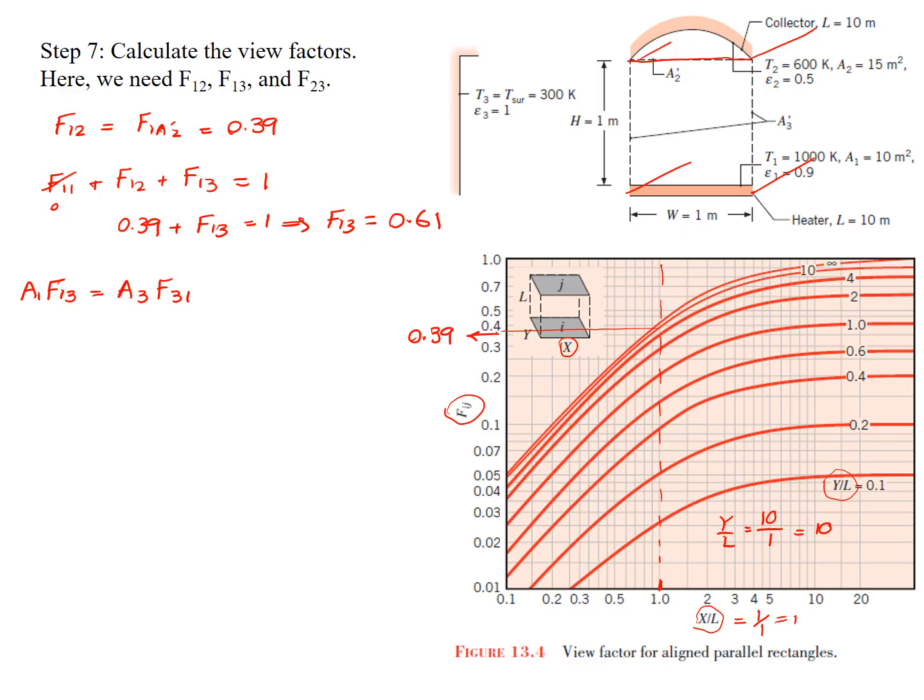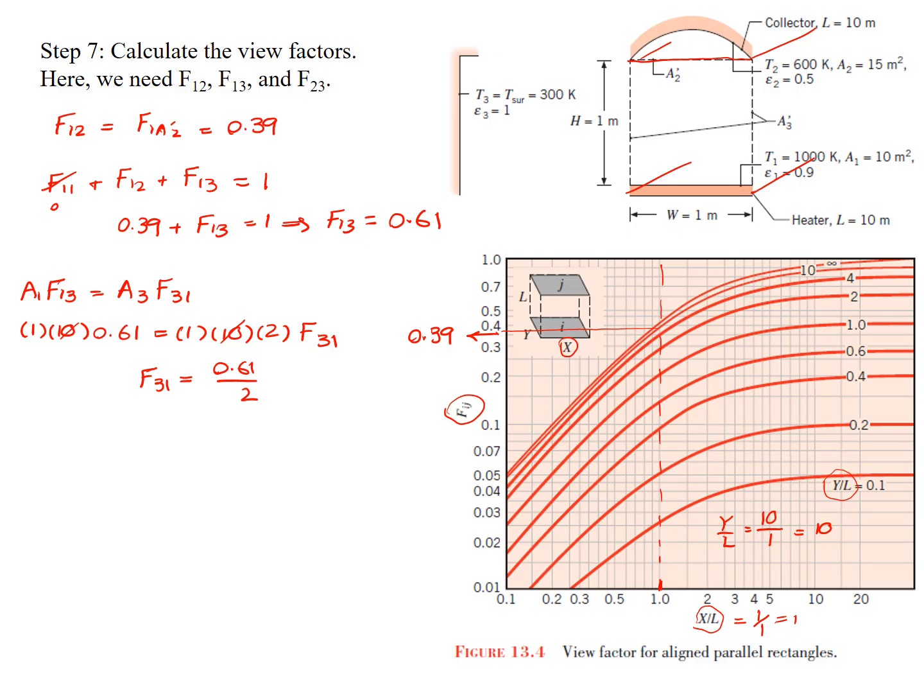A1 is my area on the heater, which is going to be 1 meter by 10, the length, and then F13, I've already calculated that as 0.61. That should be equal to A3, which is the surrounding area, 1 by 10, and I have 2 of those on the two sides, times F31. So from here I should be able to calculate F31 equal to 0.61, the 10s cancel, 0.61 divided by 2. I'll just keep it like that. So that's for F31, but that's still not enough to get me to F23.